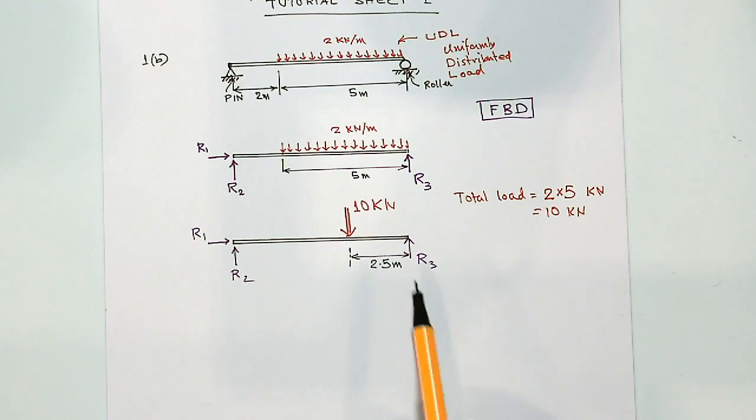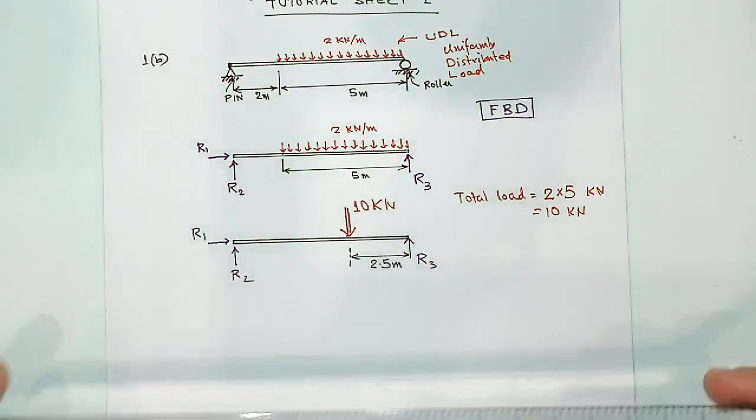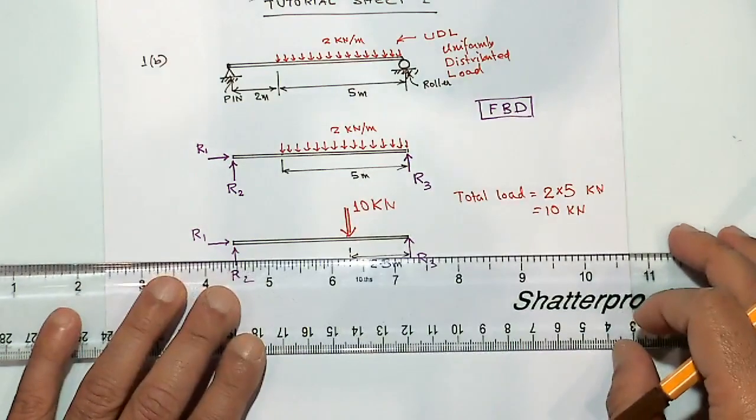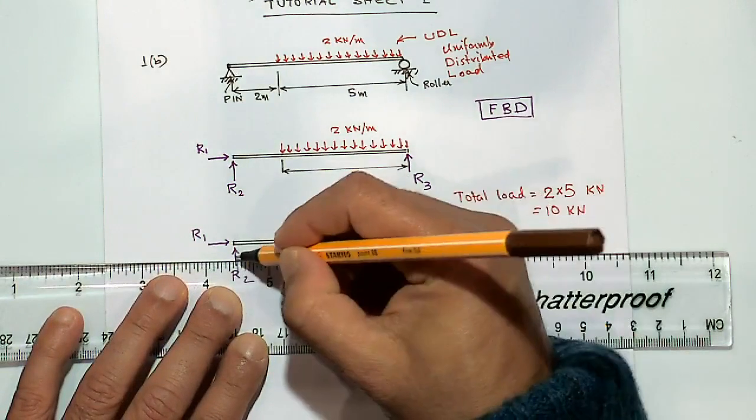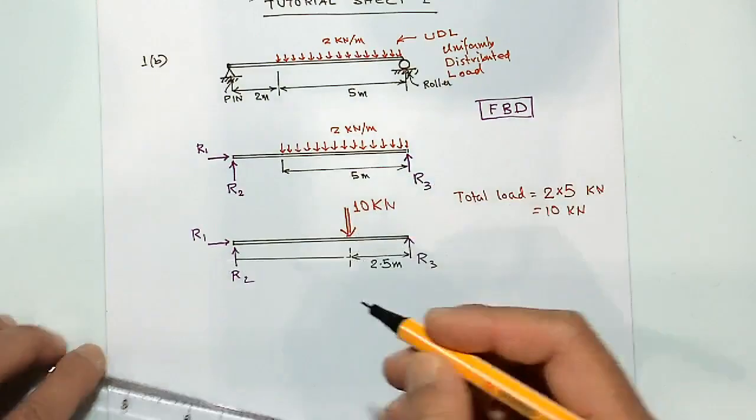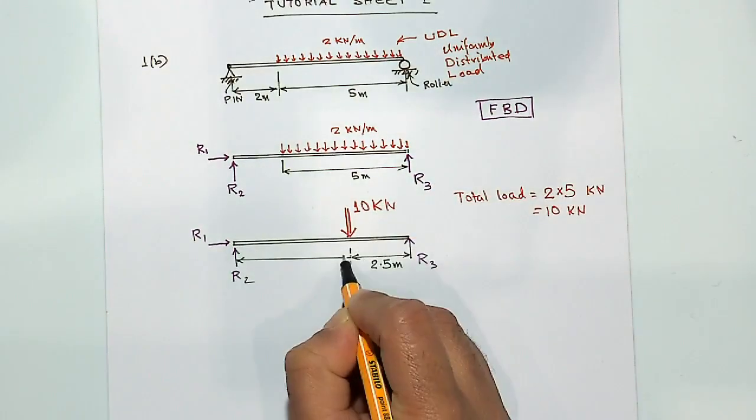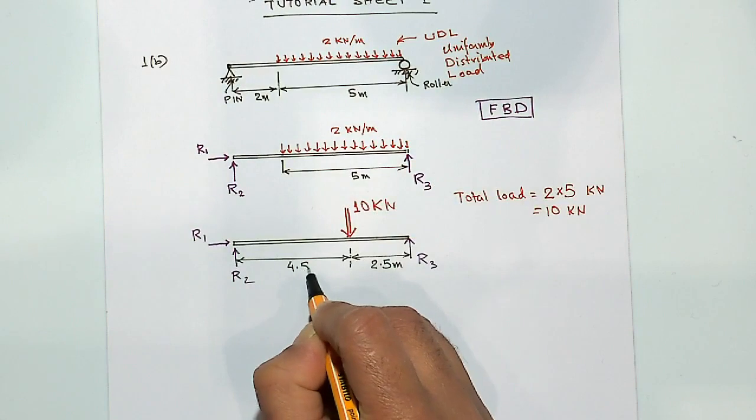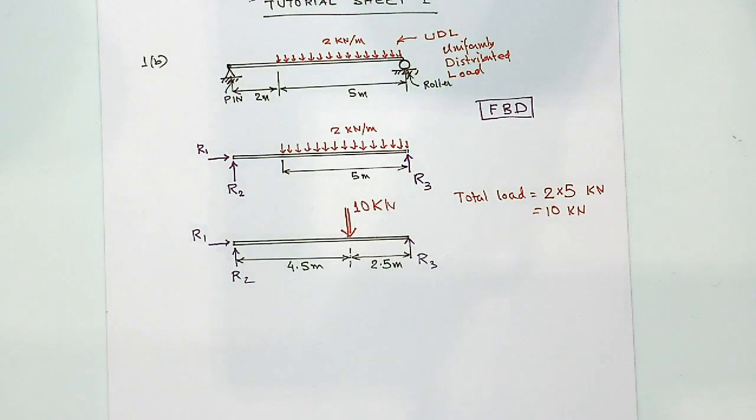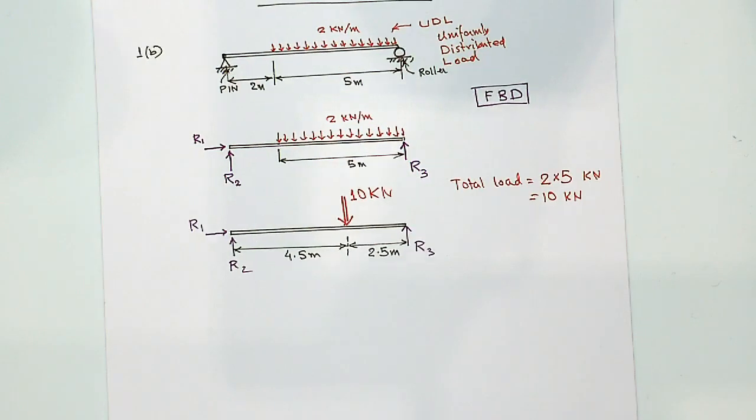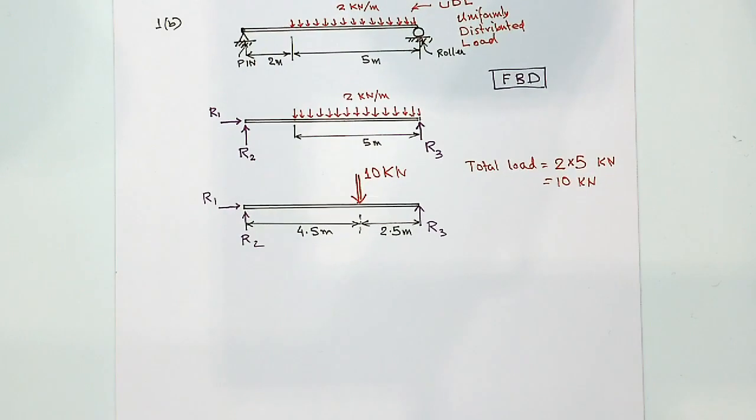So if that is 2.5, total span was 7. So that would give me this one as 2.5 plus 2. So that would give me 4.5 meter. So that's it. So basic calculation is done. We can now find R1, R2 and R3. So how do I find R1 and R2 and R3? By using equilibrium equations.